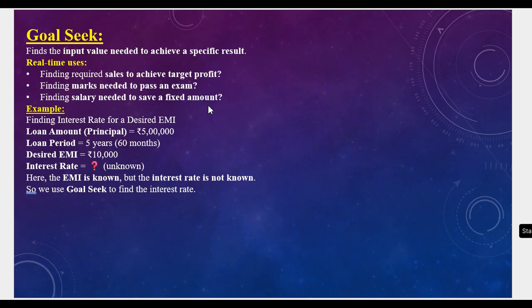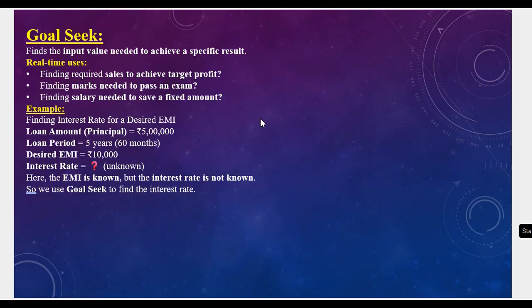Businesses use it to determine the price needed to reach revenue goals. HR teams use it to calculate salary hikes required to meet savings targets. Loan officers use it to find the loan tenure for fixed monthly payments. Overall, GoalSeek saves time by automatically adjusting the values instead of manual trial and error.